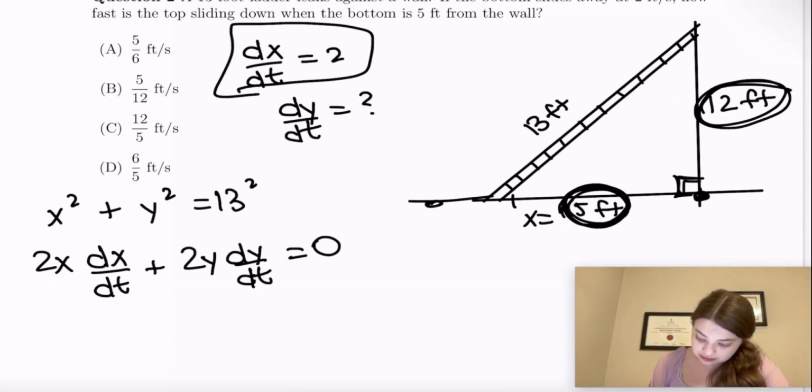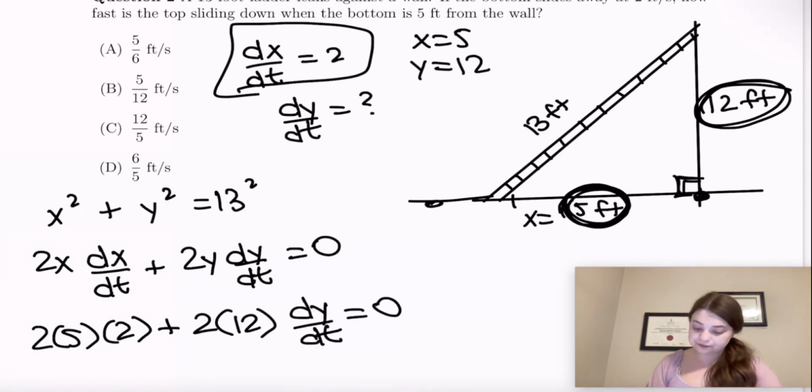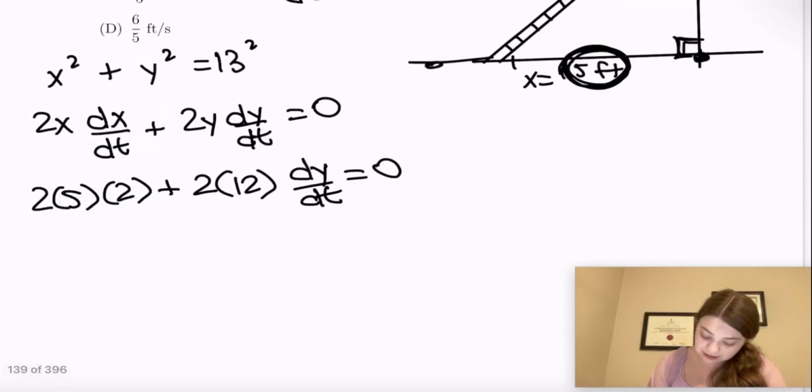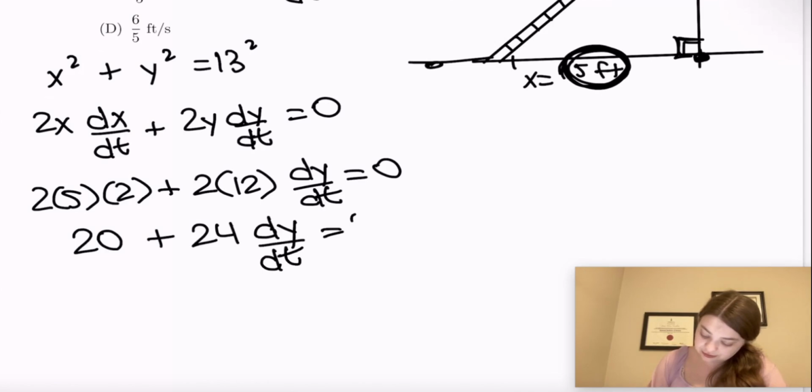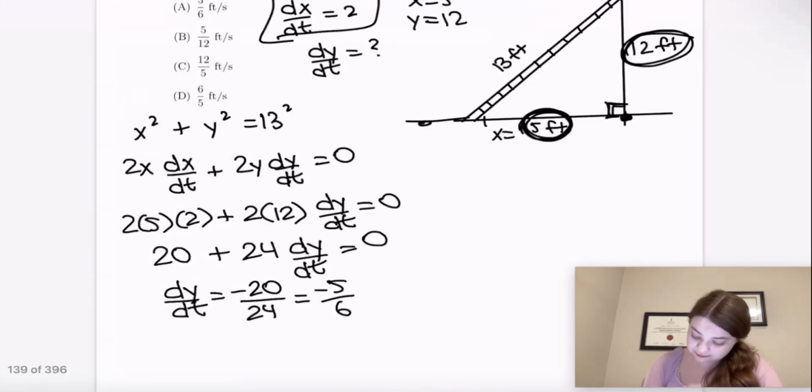So that's going to give me 2 times 5, since x is equal to 5, times dx/dt, which is another 2 again, plus 2 times 12 times dy/dt is equal to 0. So therefore we have 2 times 5 times 2, which is 20. So 20 plus 24 dy/dt is equal to 0. Then if I subtract 20 and divide by 24, I get that dy/dt is equal to negative 20 over 24, which is equal to negative 5 over 6 if I reduce that. So the answer is negative 5 over 6 feet per second.